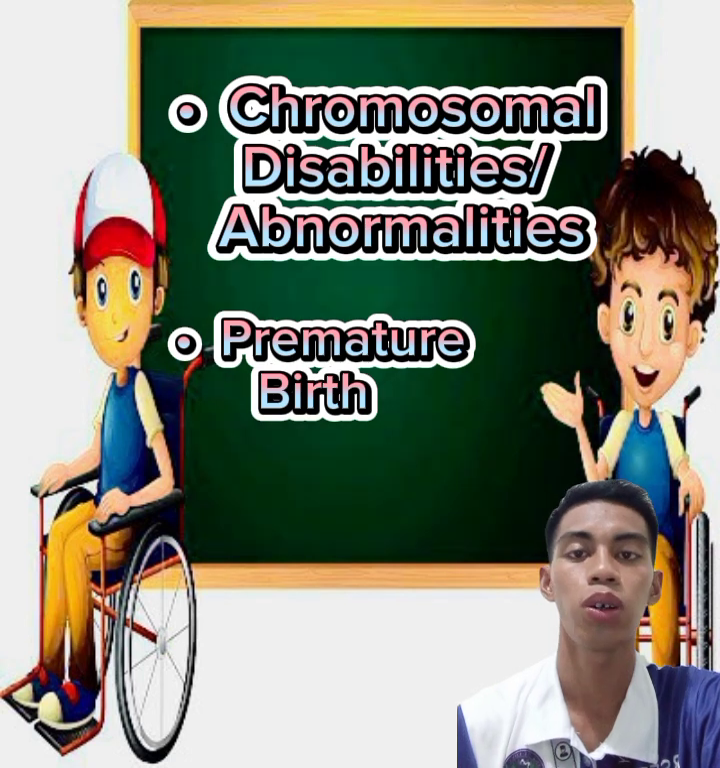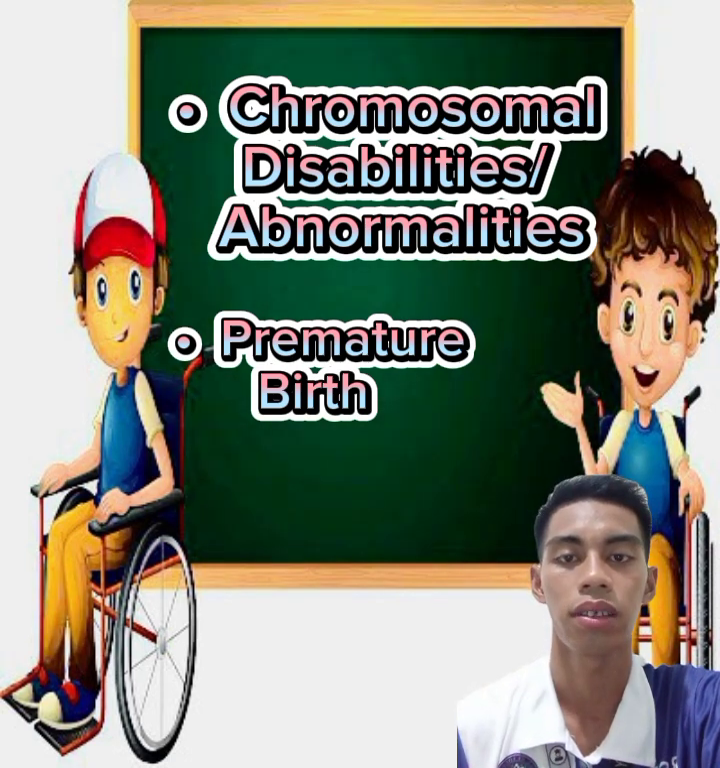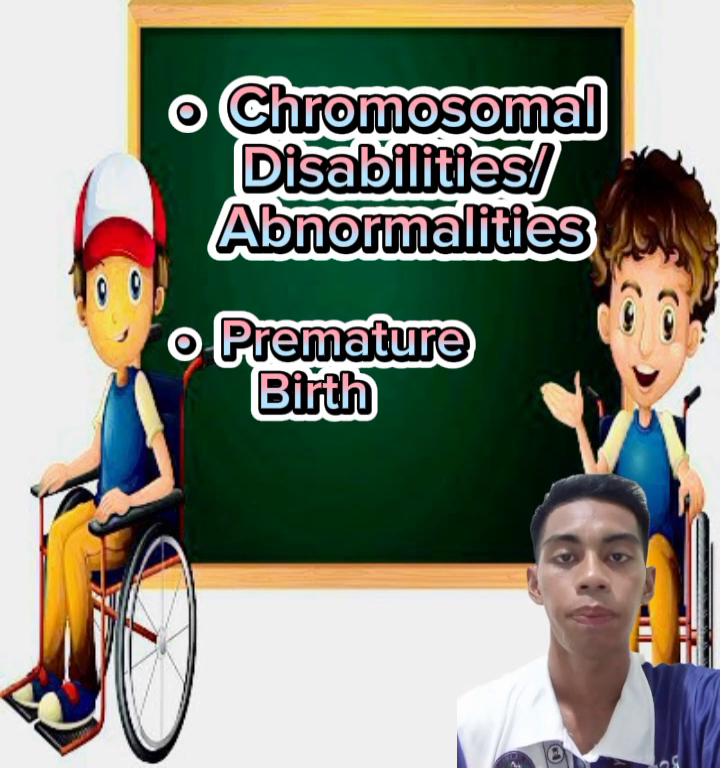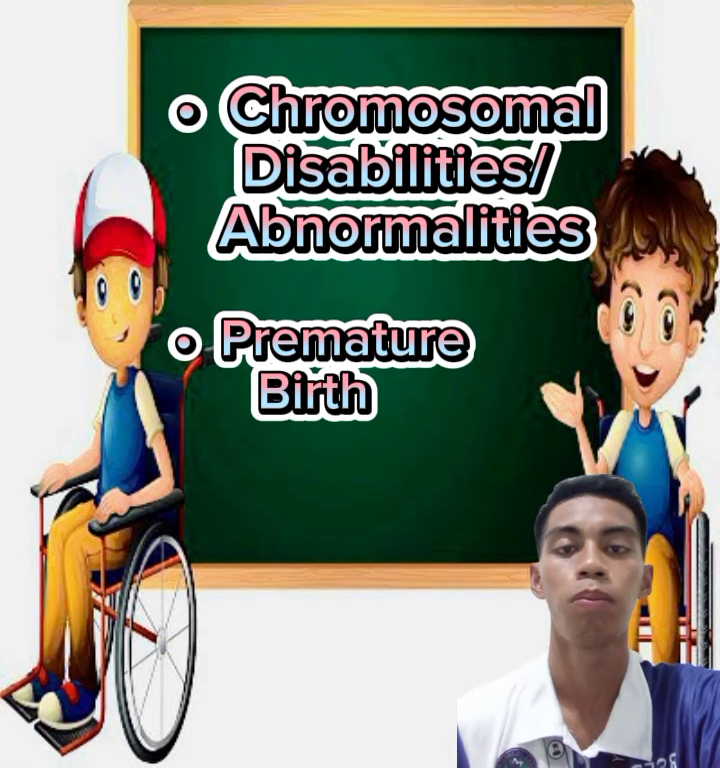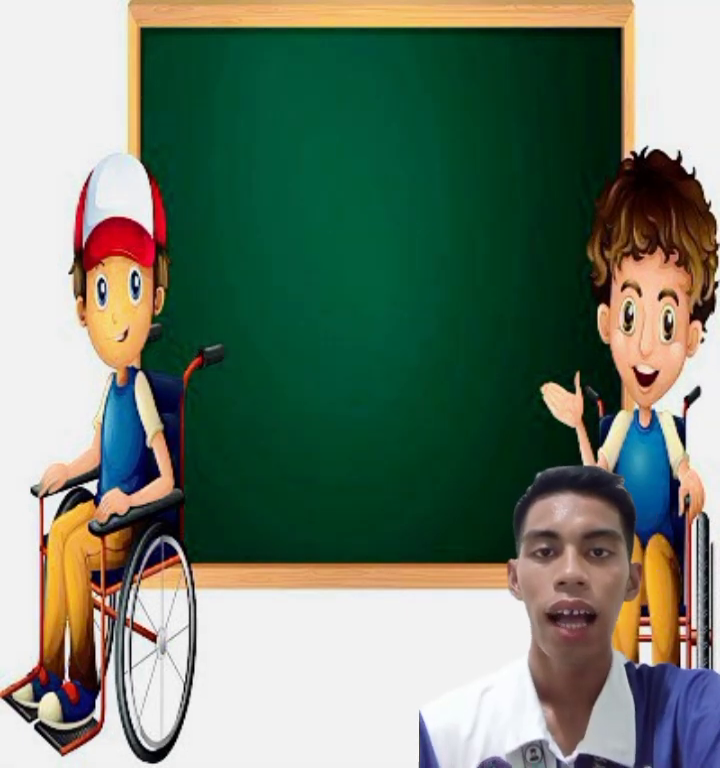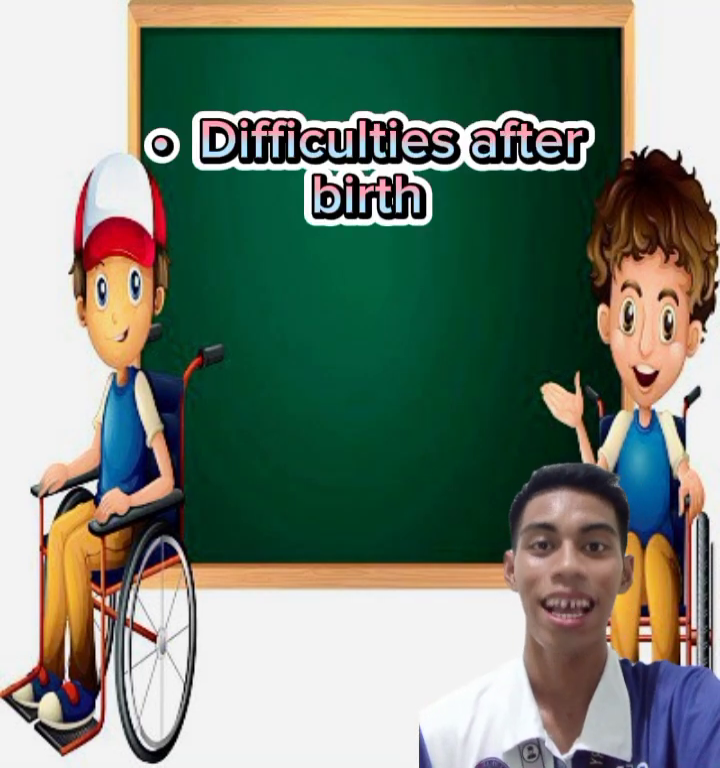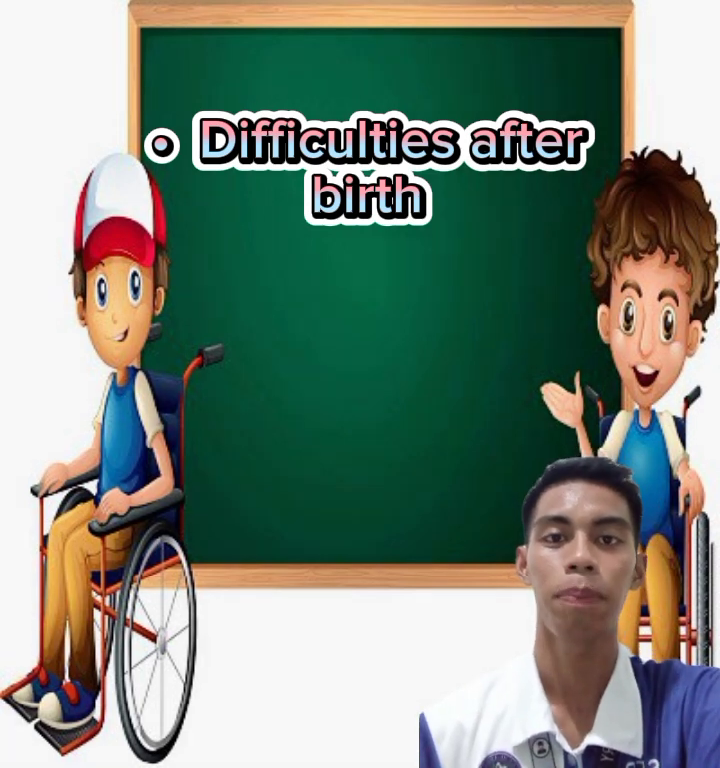Another is neurological disorders. These conditions affect the brain, spinal cord, and nerves throughout the body, and that's the reason why premature birth is one of the causes of multiple disabilities. Another cause of multiple disabilities is difficulties after birth. Some disabilities develop after birth.